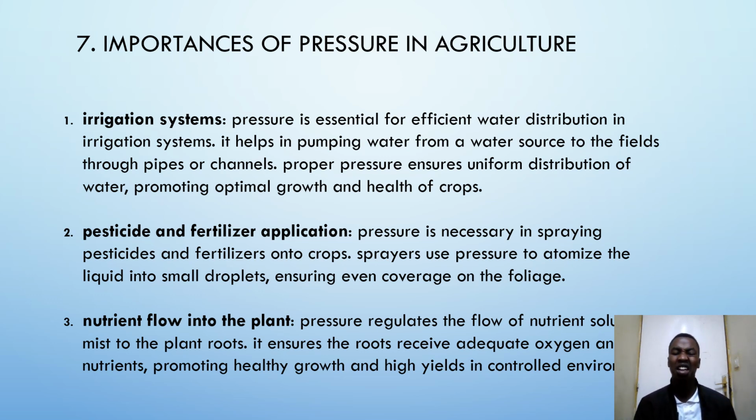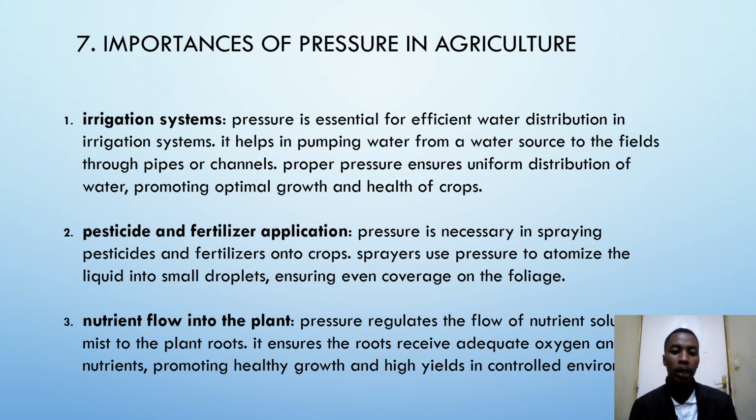About the pesticide and fertilizer application. Farmers can use pesticides to protect the crops, or use fertilizers to help the crops grow well. Pressure is necessary in spraying pesticides and fertilizers onto the crops. Sprayers use pressure to atomize the liquid into smaller droplets, ensuring even coverage of the field.